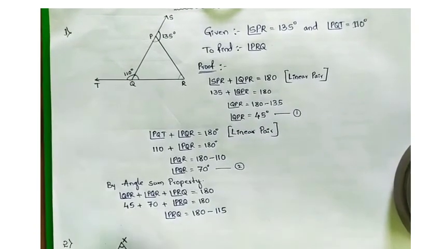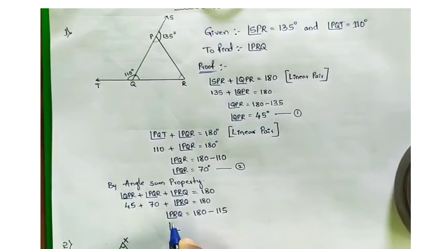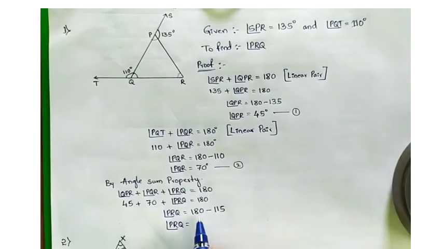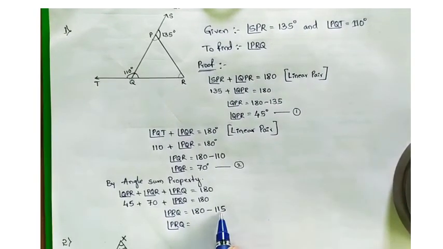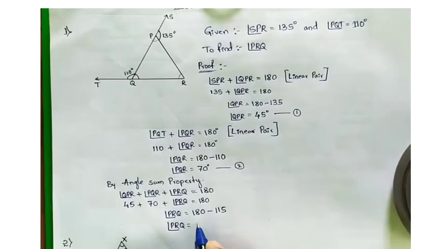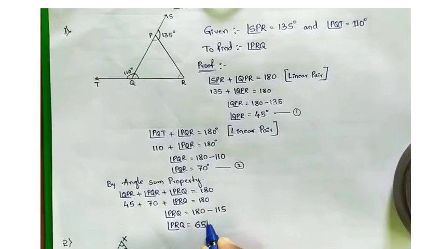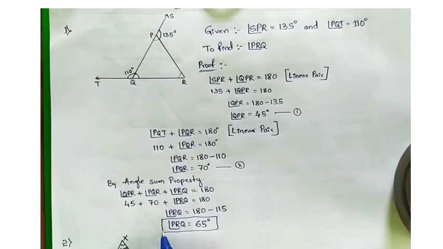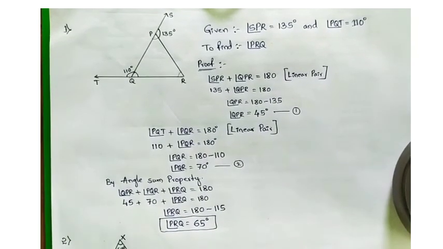115. Okay, so PRQ equal to how much will you get? 180 minus 115, so it will be 65 degrees. So this is our answer. PRQ equals 65 degrees.